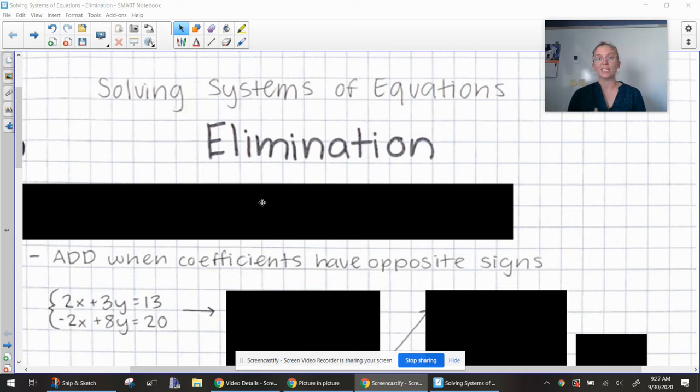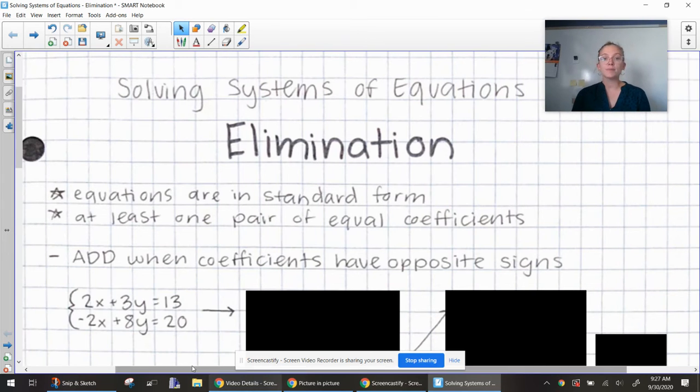In previous videos, we learned that a system of equations has two or more equations graphed on the same coordinate plane, and that the solution, what we're solving for, is the coordinate pair, or the xy, that the two equations have in common. So we're going to look at how to solve the system of equations using elimination.